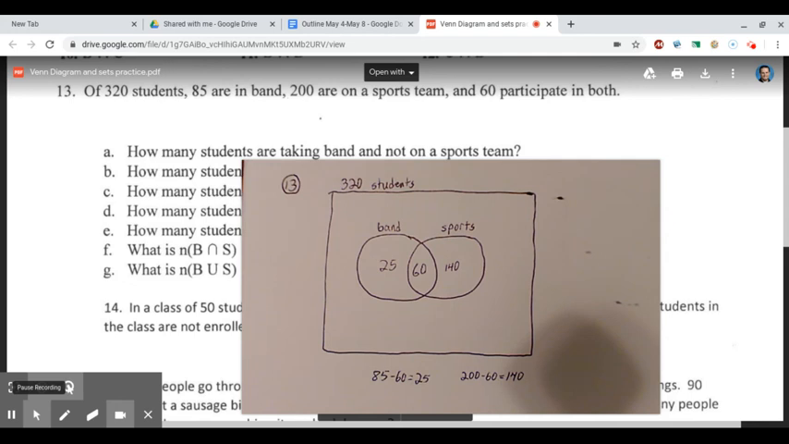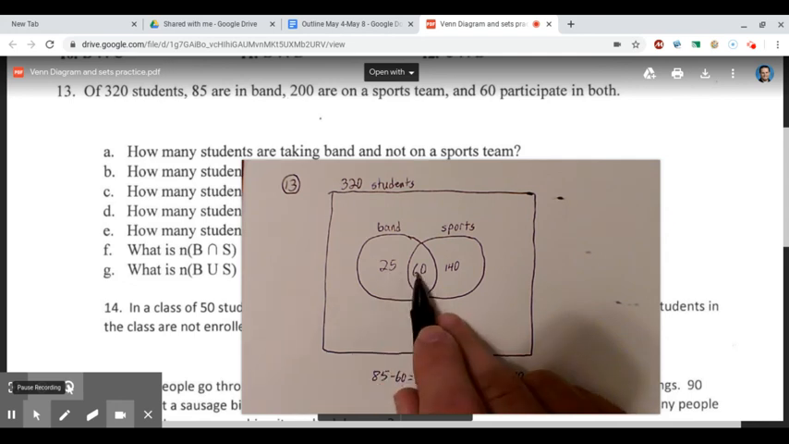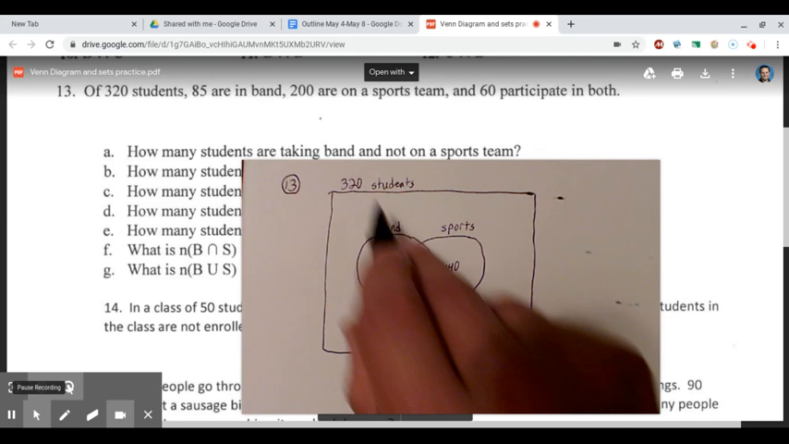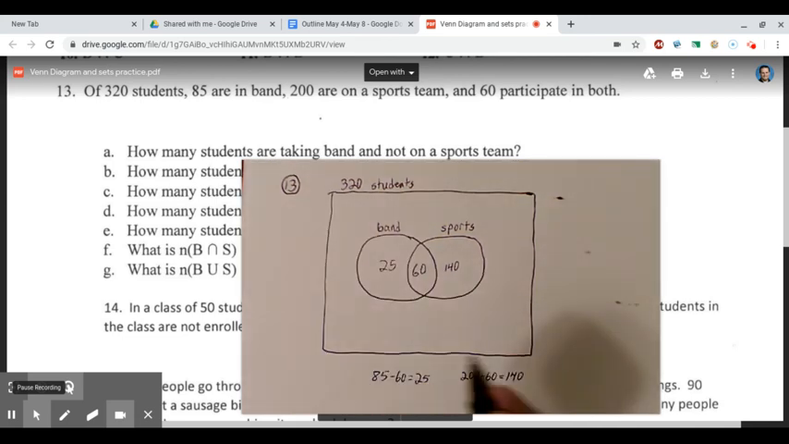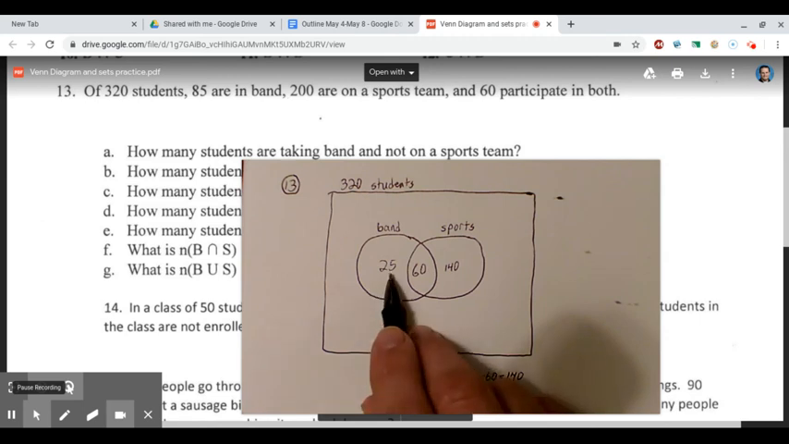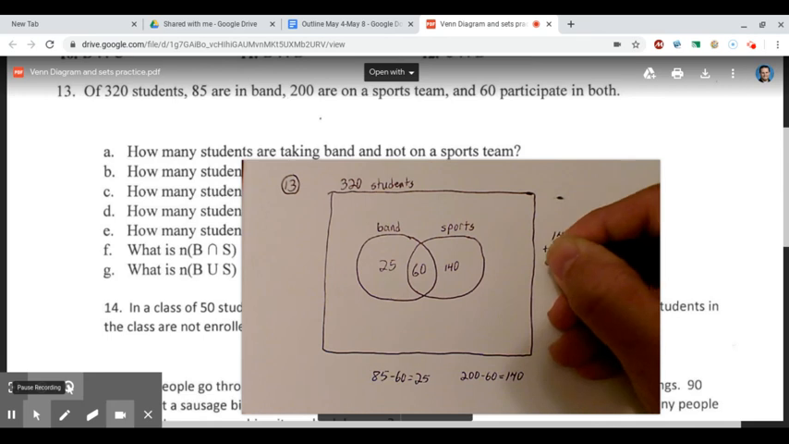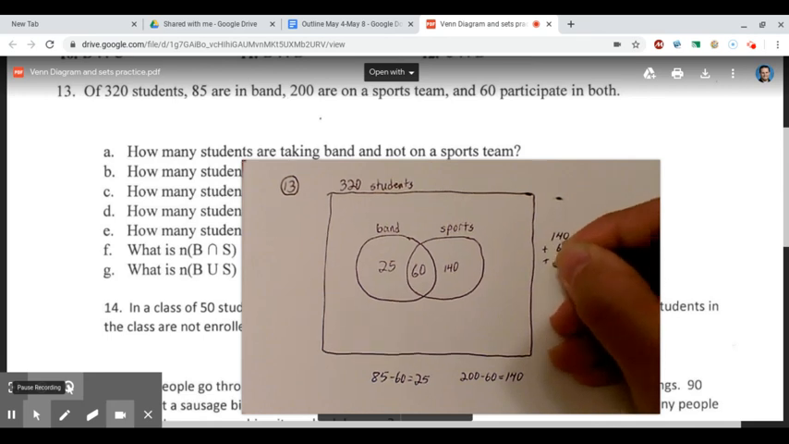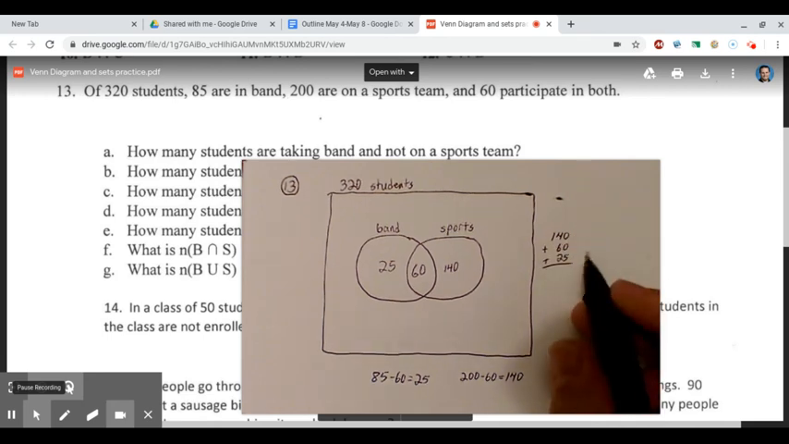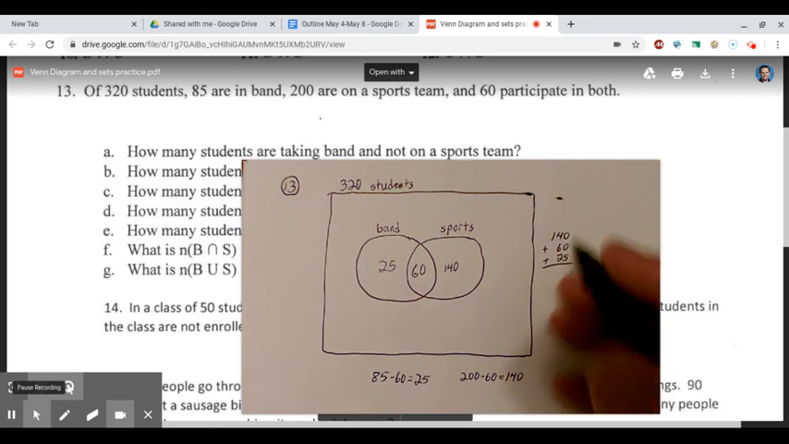Now, you might be noticing that if you add these values up, that would not make for 320 students. That's the reason why I introduced this rectangle to include the two objects. Sometimes it's there, sometimes it is not, but it is in this situation. So what I'm going to do really quick is add all three values together, the 140 that are only on sports team, the 60 that were on both, and the 25 that were only in the band. So that'd be 225.